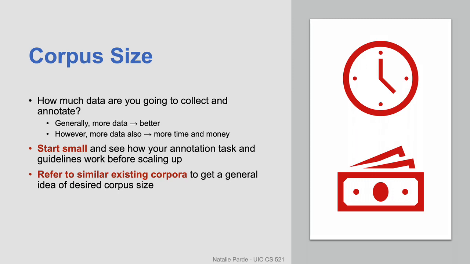Once you're ready to scale up, you can refer to similar existing corpora to get a sense of what size would be reasonable or desired for the task. For example, if most existing emotion detection datasets contain around 1,000 samples, creating a dataset with only 50 samples would probably not be viewed as a very meaningful contribution, but creating a dataset with 5,000 samples could be very valuable.